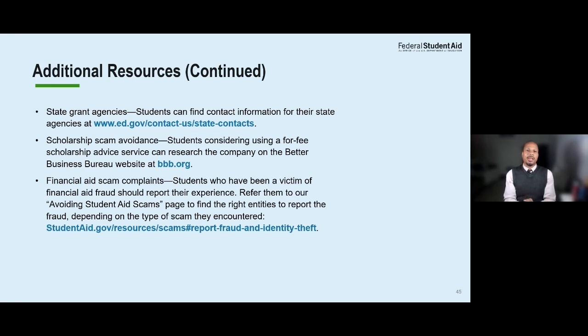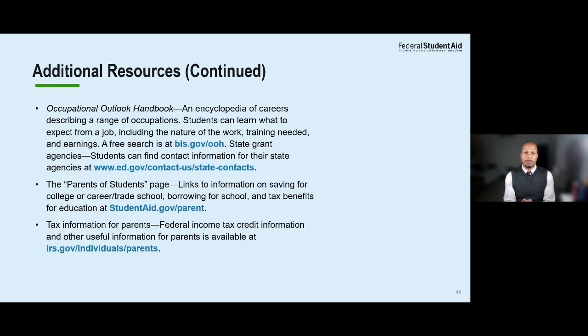We also partner with the Better Business Bureau to provide information on scholarship scam avoidance, as well as information relating to financial aid scam complaints. If you have been a victim, make sure you visit the URL on your screen and report your experience so we can look into that as well. We do have the Occupational Outlook Handbook for our college and career professionals. You can locate that at www.ed.gov/contact-us/state-contacts.